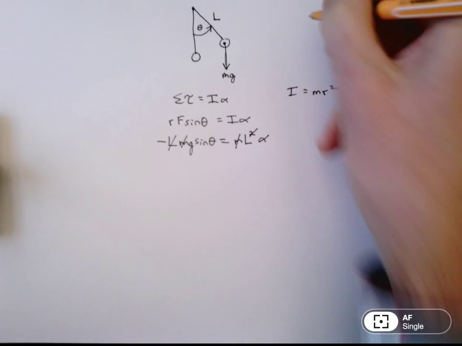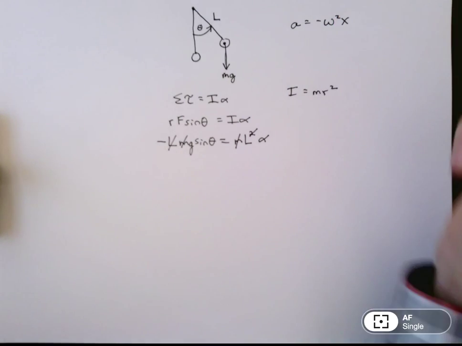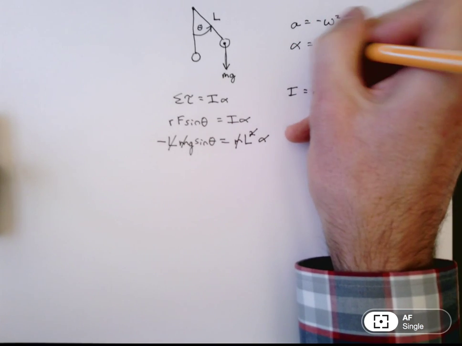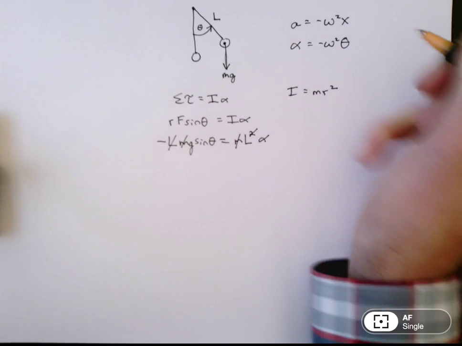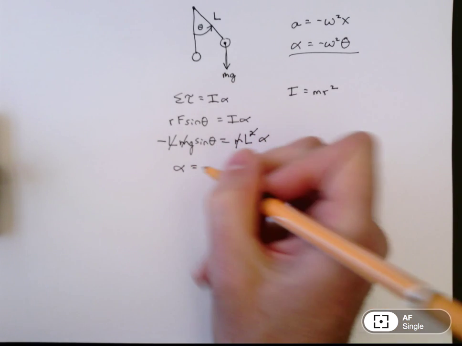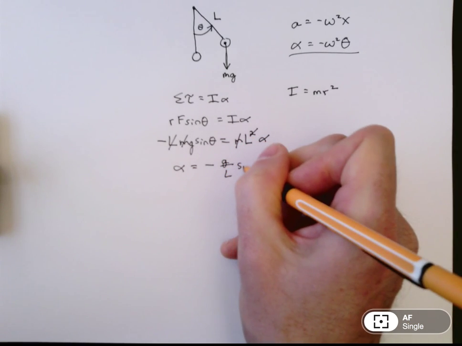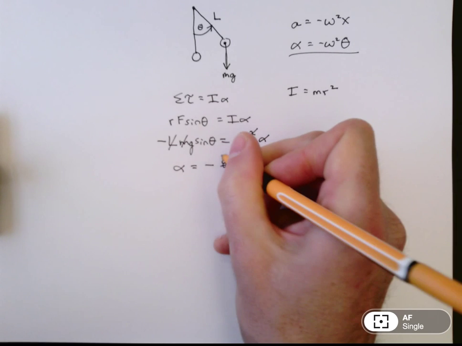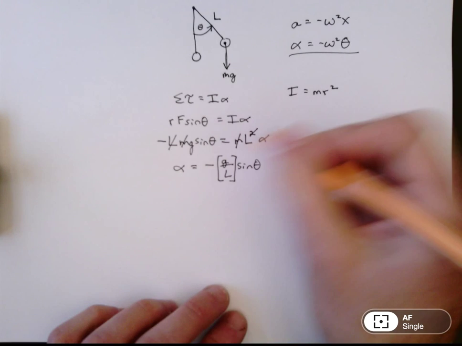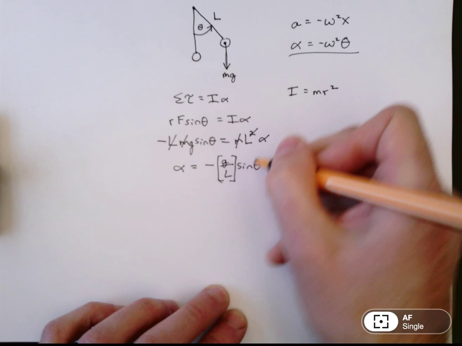And again, what's our goal? Our goal is to make it look like this, negative omega squared times x. Although I should mention, in a rotation situation, a can be replaced with alpha and x can be replaced with theta. So that's what we really want to make it look like. Let's see, alpha over here, negative sign over there. We have g over L, and then we have sine theta. All right, did we do it? Well, it's close, but not quite there. We have the alpha, we have the negative, we have a constant. Here we have theta, here we have sine theta.